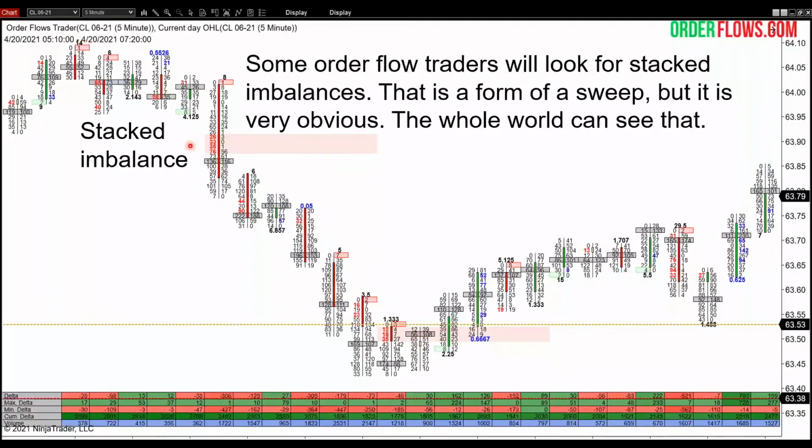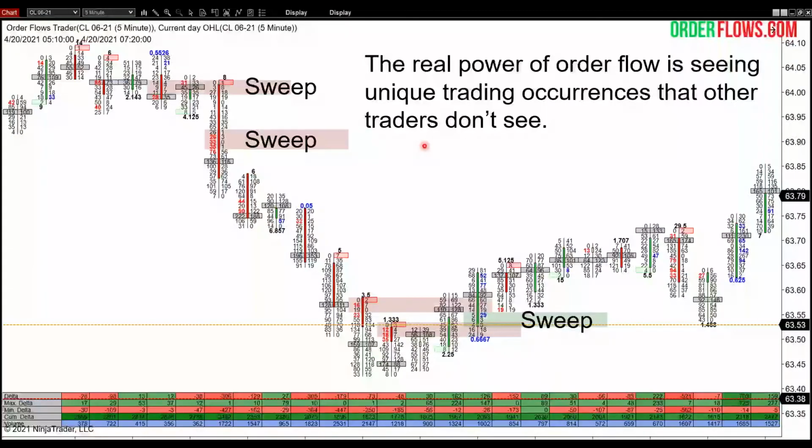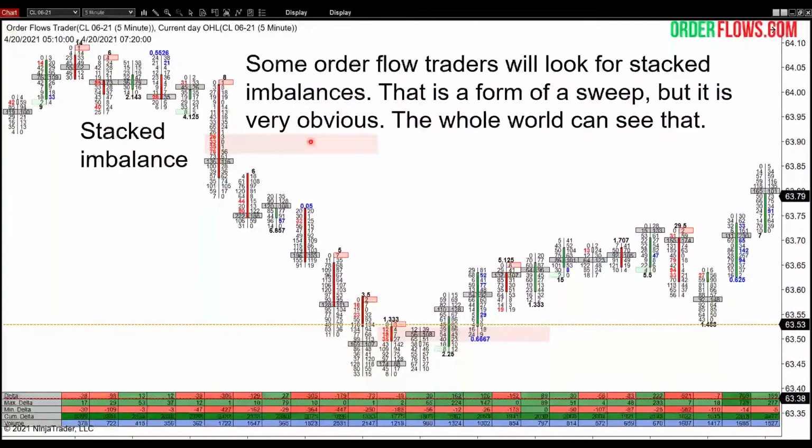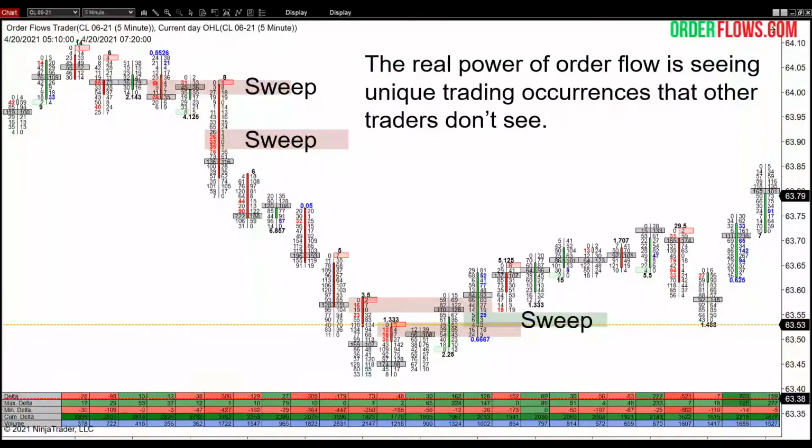Now, sometimes, I'll be honest, stacked imbalances overlap sweeps, but not always. So you can see actually the sweep was up here. If you're looking at stacked imbalances, you can see a stacked imbalance here, a stacked imbalance here. Most order flow traders are taught to look for stacked imbalances. One here, one here. But if you're looking at sweeps, you can notice there was a sweep up here well before the stacked selling imbalance.